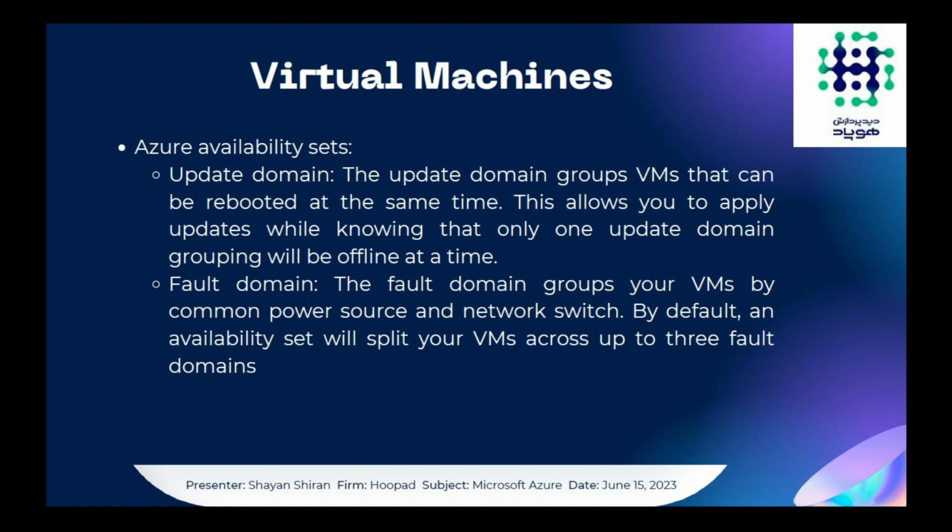The update domain groups VMs that can be rebooted at the same time. This allows us to apply updates while knowing that only one update domain grouping will be offline at a time. And the fault domain groups your VMs by common power source and network switch. By default, an availability set will split your VMs across up to 3 fault domains.